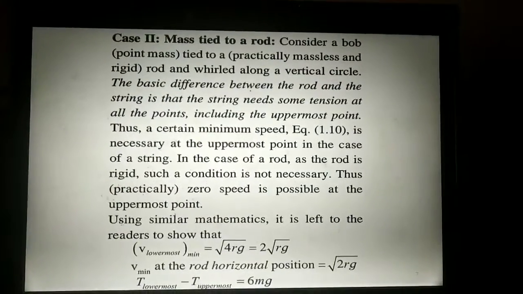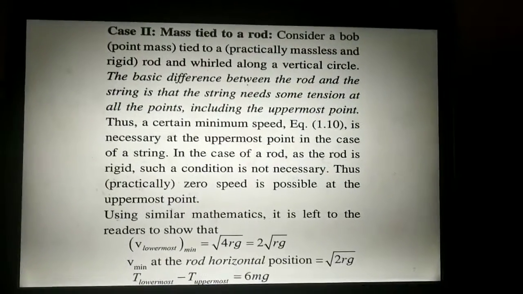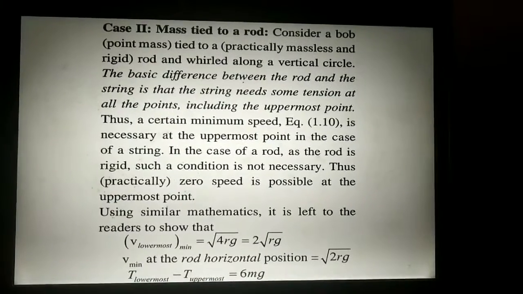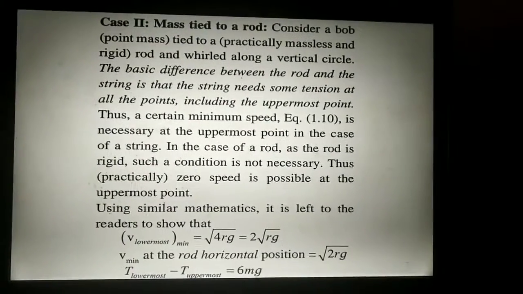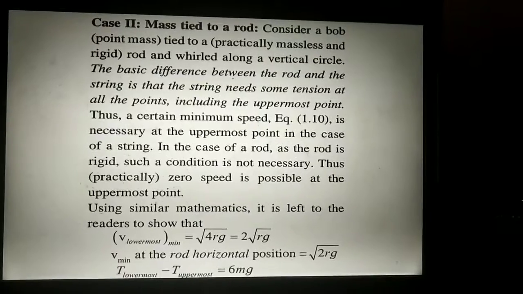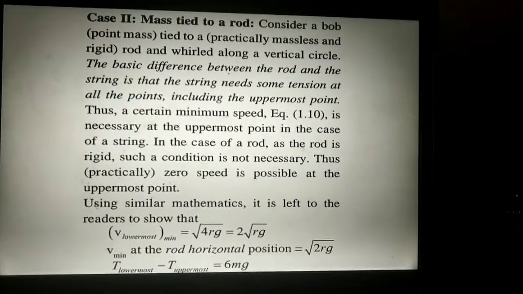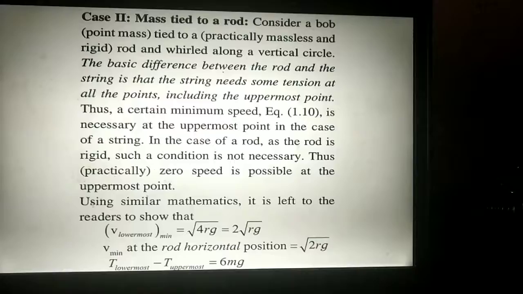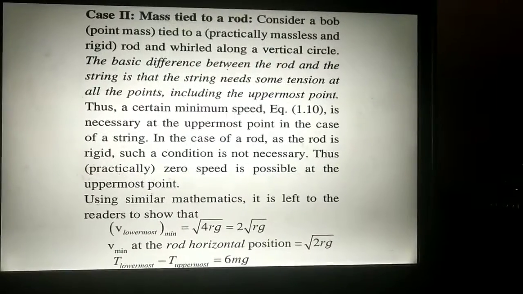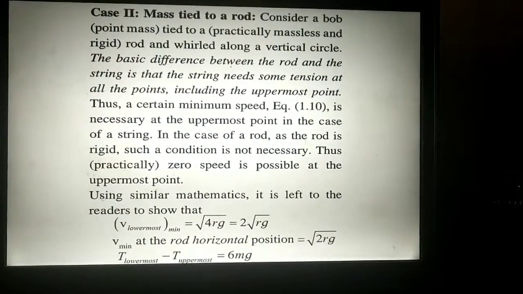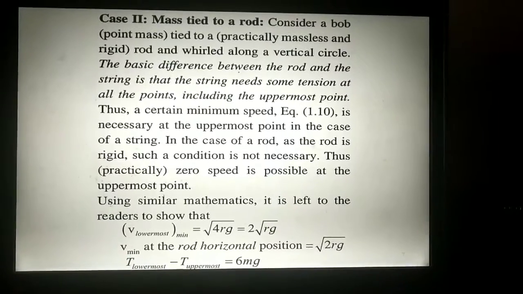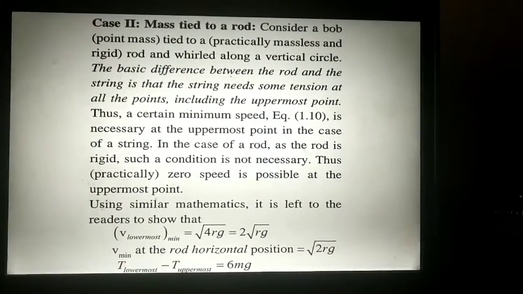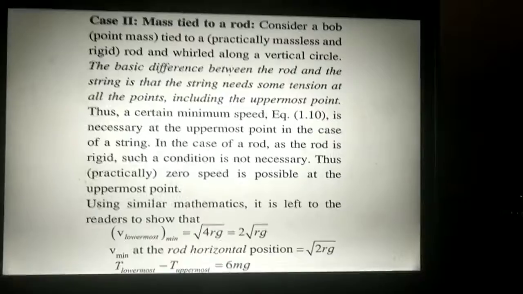Hello everyone, today we will discuss case 2 and some applications of vertical circular motion. Now case 2 is a mass tied to a rod. In case 1 you have seen a stone tied to a string, but now the same mass or object, or bob, a point mass, is tied to a rod. Now what happens in the case of a rod?